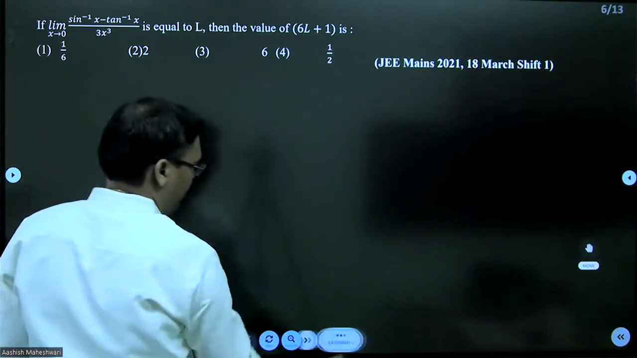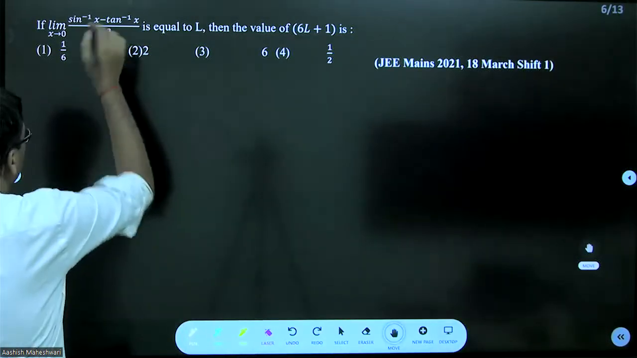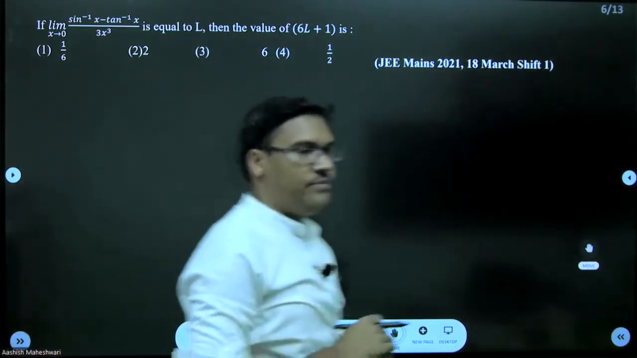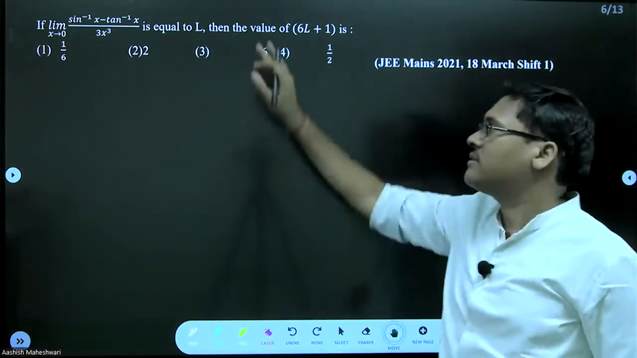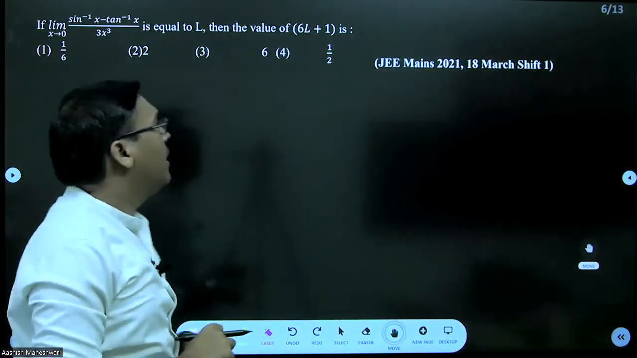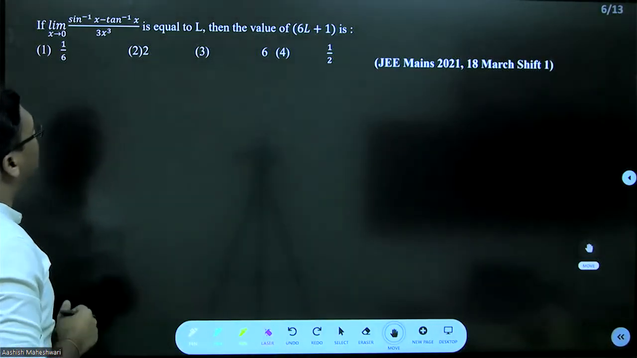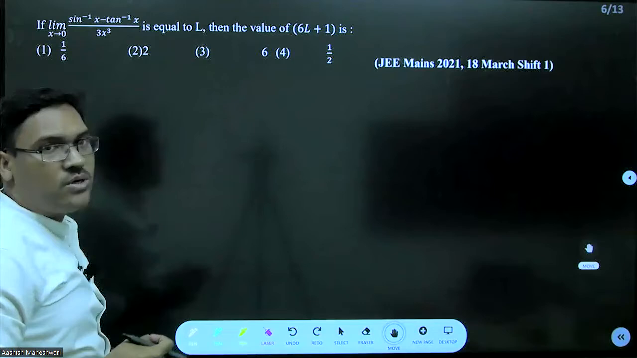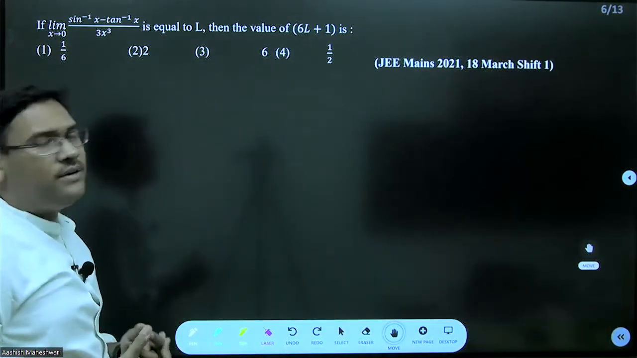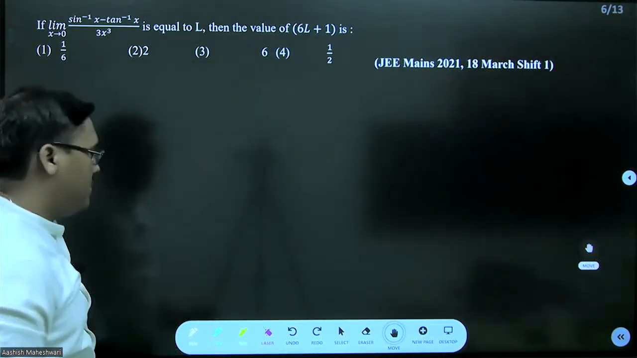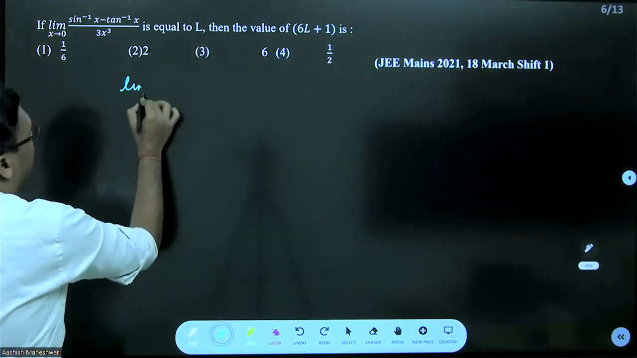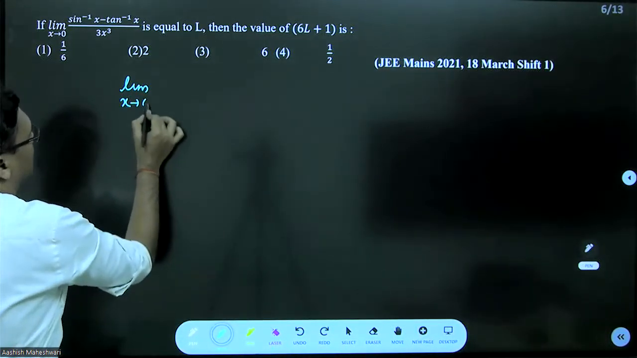In this question we have limit x approaches 0, sin inverse x minus tan inverse x upon 3x cube. Now see, as x approaches 0, you can see this is clearly 0 by 0 form, because sin inverse 0 is 0, tan inverse 0 is 0. But the problem here is, if you go to expansions, you know the expansion of sin inverse x and tan inverse x, but there is a chance of making a mistake. What you can do is, if this is 0 by 0 then you can directly apply L'Hopital.